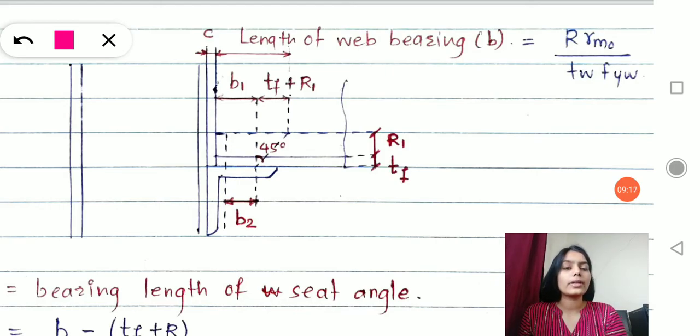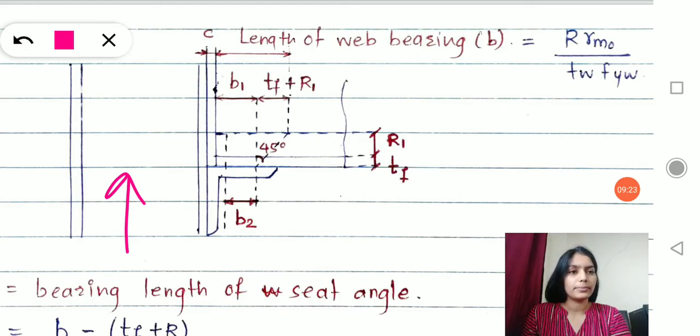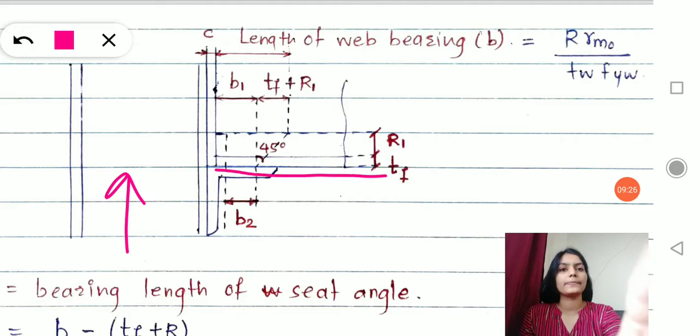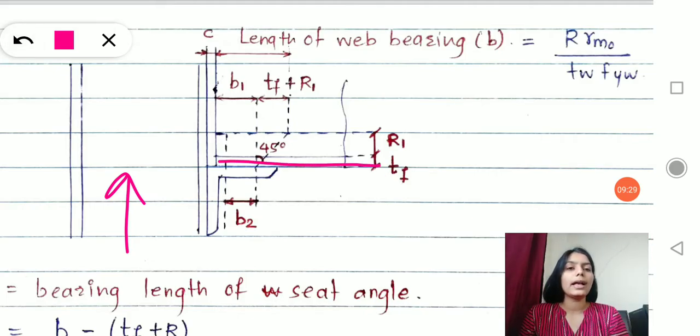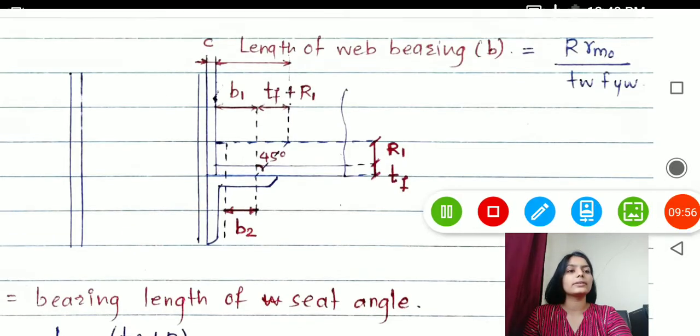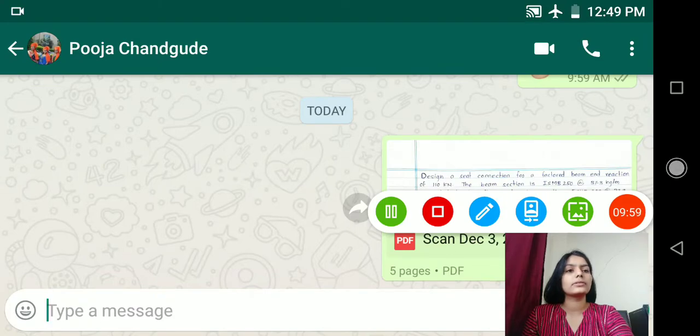What are those different aspects? See here, this is your stanchion or column, then you have a beam over here, this is your beam, and you have a seat angle in it. Now I want to make you understand three different concepts with this same figure. Please pay attention, this is very important over here. Three different concepts or three different distances which I need to calculate for designing.